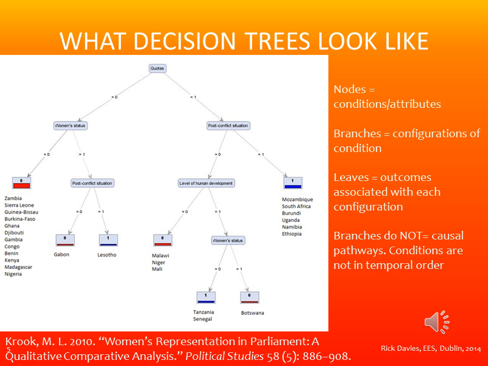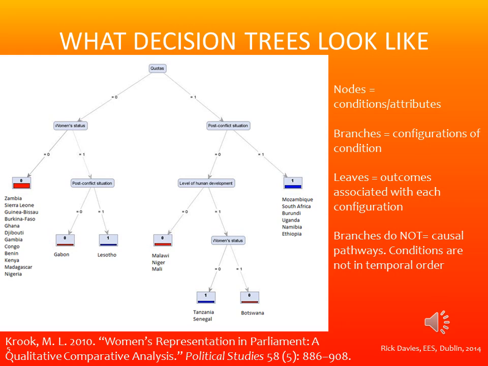And this is what a decision tree looks like. It's an inverted tree with the root at the top and the leaves at the bottom. Each of the nodes in this tree describe a condition, to use QCA terms, or an attribute, to use decision tree terms, and those attributes are the ones you've seen already: the existence of quotas, women's status, post-conflict situation, level of human development. And the branches represent configurations or combinations of those conditions. So you'll see on the right hand side there's a branch which consists of quotas and post-conflict situation. On the left there's a branch saying the absence of quotas and the absence of women's status.